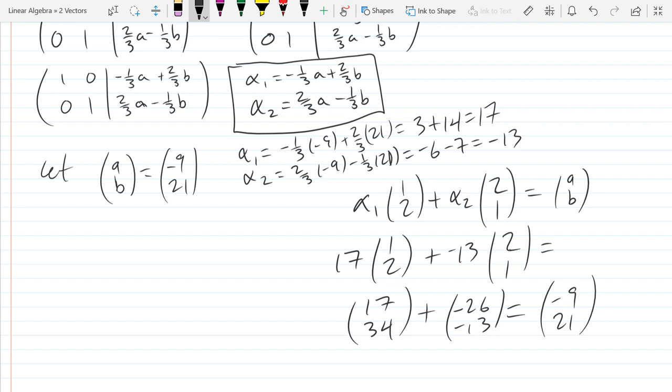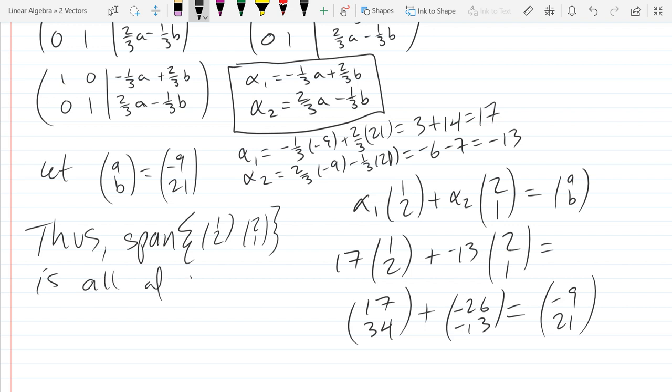So you can pick any two values, A and B, you want, and get alpha 1 and alpha 2 right away with this relationship right here. What we just showed is you can take any two-dimensional vector you want, and we can write down the combination to get there. So there is no vector in two dimensions that I can't get with the span. That means the span covers all of R2. So we just proved it right here. It has to equal R2.